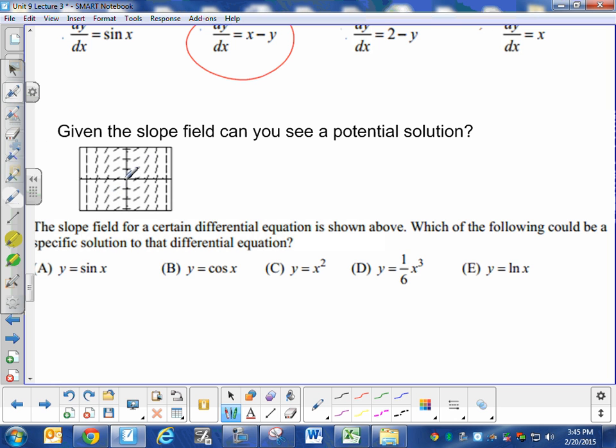A, let's see. Sine of x looks like this. Does this follow along with that? Nope. C, let's see. X squared looks like that. Does that follow along? Nope. So what is it? D, because x cubed looks like this. All right, we got it. Good job. We'll see you after the weekend.